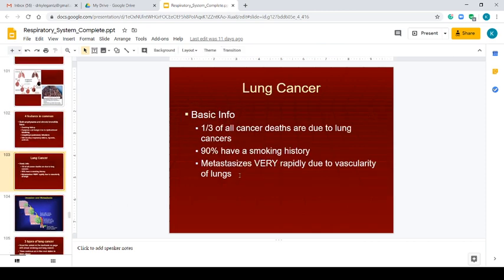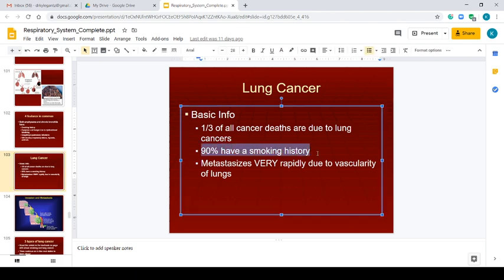So lung cancer, basic info: a third of all cancer deaths are due to lung cancer, right? 90% have a smoking history. All right, so now, you don't want to have lung cancer? Then don't smoke. Okay? I mean, your chances are way down of having lung cancer if you're not smoking, right? Anyway, a third of all cancer deaths are due to lung cancer.